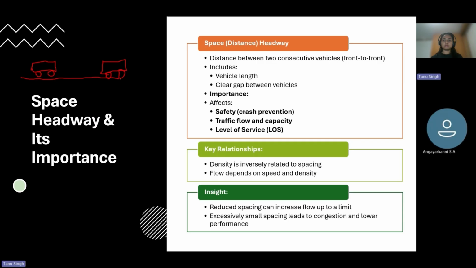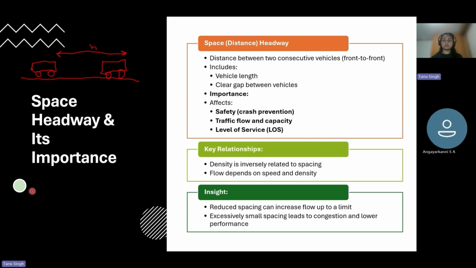That is, for two successive vehicles traveling, the distance between both the vehicles is the front to front distance, not the back of the leading vehicle to the front of the following one. This front to front distance is the space headway. So this includes the vehicle length plus the clear gap between the two vehicles. So why is this important?